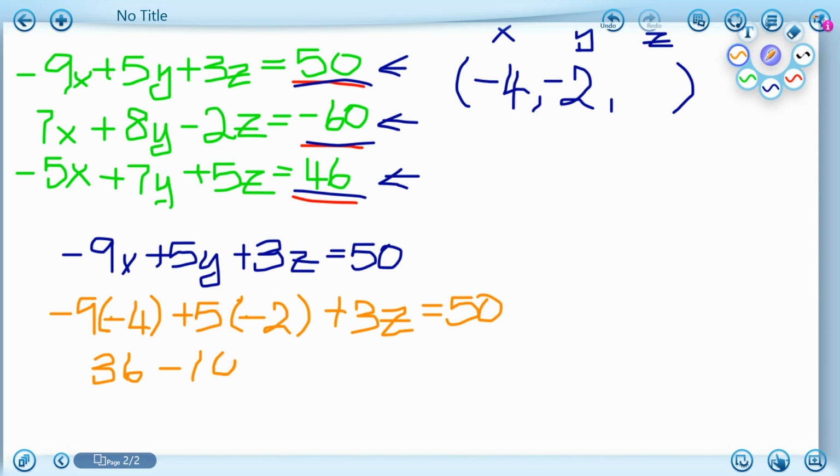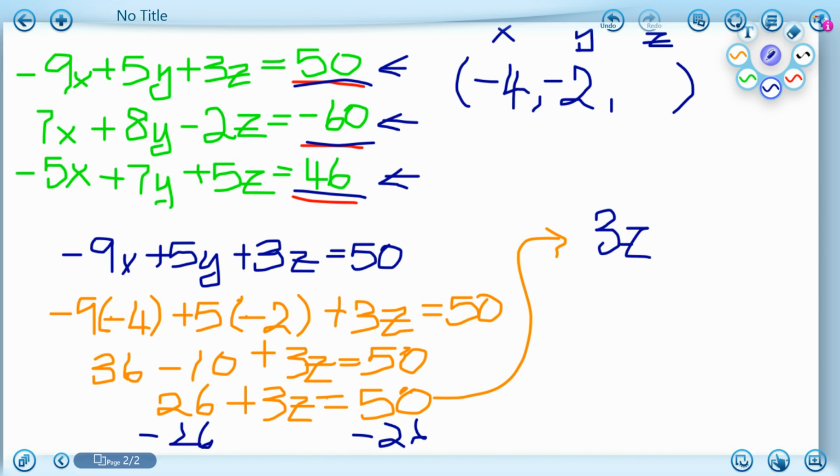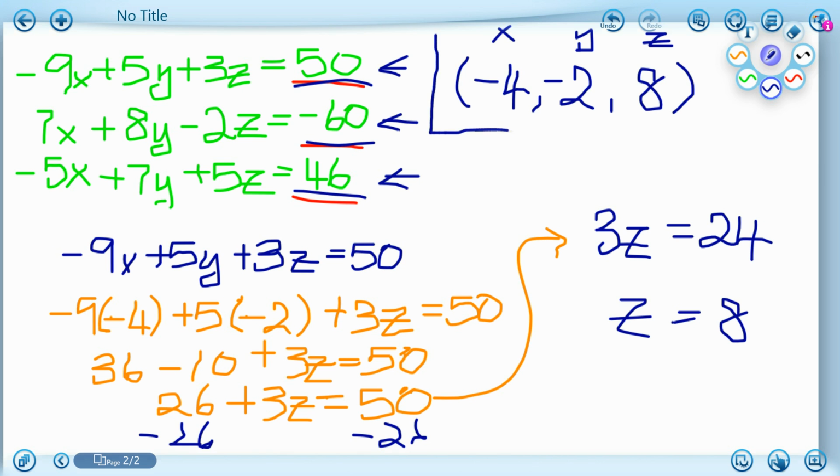26 minus 10 is plus 3z is equal to 50. 26 plus 3z is equal to 50. I'm going to move it up here. Now I'm going to subtract 26 from both sides. So I'm going to get 3z is equal to 24. So z is equal to 8. Once I find that out, I'm going to put it right here. And that right there would be our final answer.